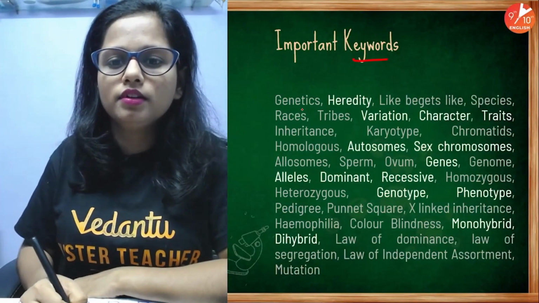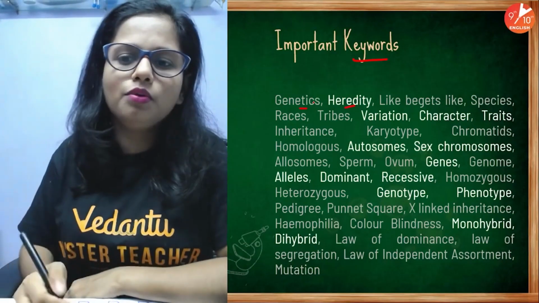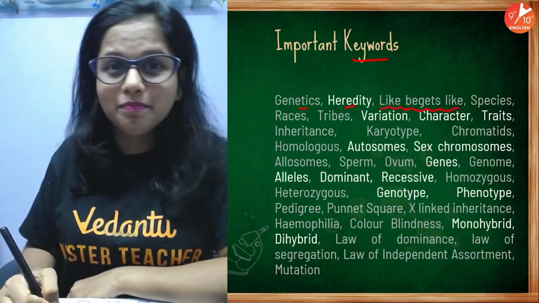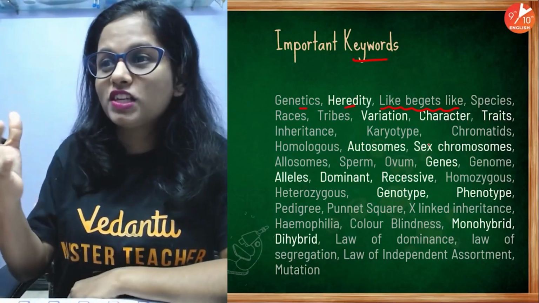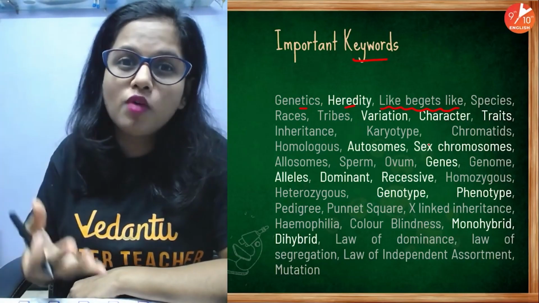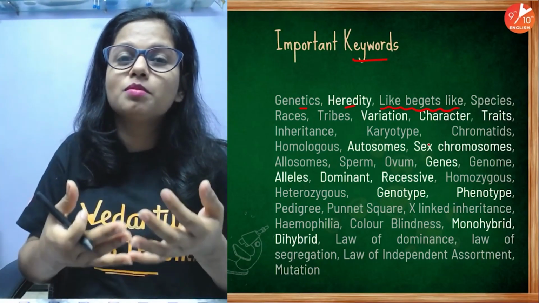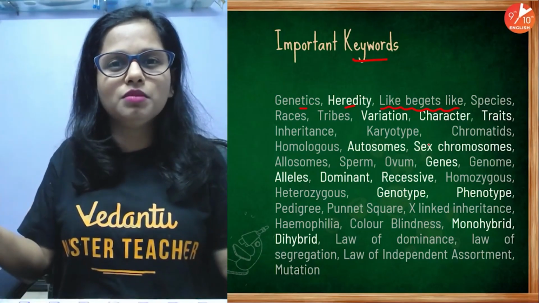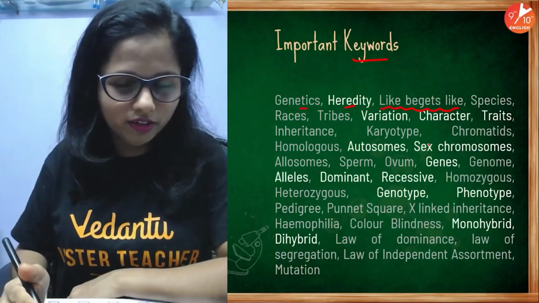So people, genetics, heredity, definitions. Then, what is the meaning of like begets like? Human beings give birth to babies, dogs give birth to puppies, hens give birth to chickens, pigeons give birth to squabs. So we give birth to young ones which are very similar to ourselves, of our own kind. That is what it means, like begets like. So a very important term.